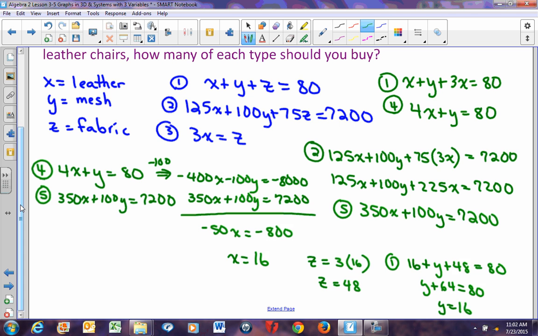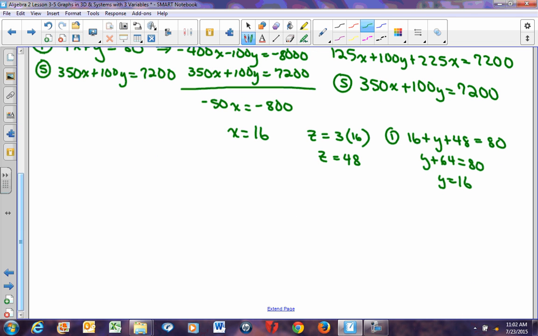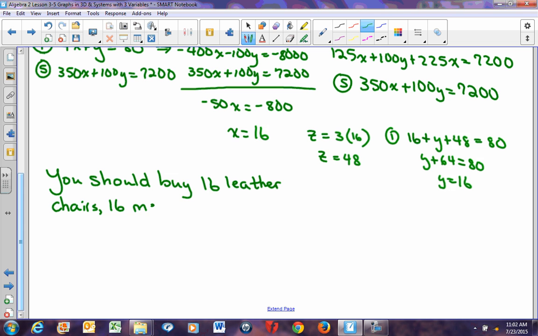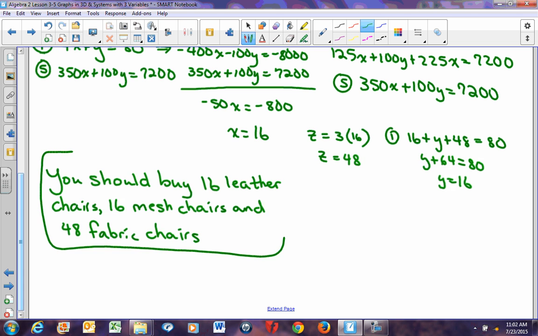So, you need to buy 16 leather chairs, 16 mesh chairs, and 48 fabric chairs. There you have it, working in 3 dimensions and solving an equation with 3 variables.